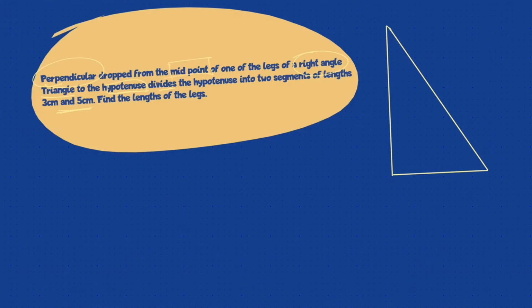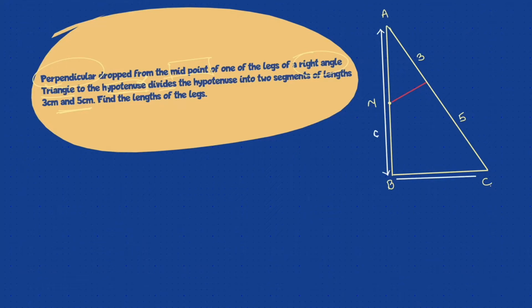So first draw a right angle triangle, then I'll drop a perpendicular on the hypotenuse from the midpoint of one of the sides. So AB is one of the sides. Let the midpoint be M. I drop a perpendicular, which is shown by this red line. It divides the hypotenuse into two segments of length 3 and 5.